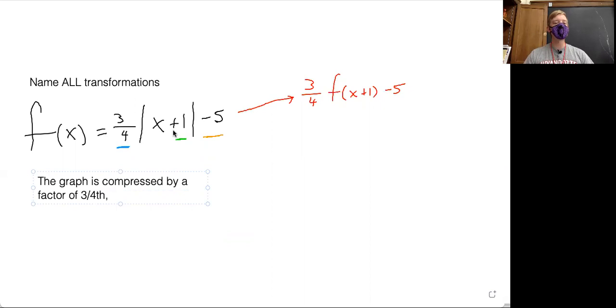We've got a +1 inside the absolute value, similar to the +1 that we have inside the parentheses right here. We know that that's going to move us left or right. And if it's plus, it will move us 1 space to the left. And lastly, we see this -5 outside of the absolute value, similar to the -5 outside of the parentheses over here. And so that -5, where is that going to move our graph? Very first transformation we learned about. It's going to move us down.